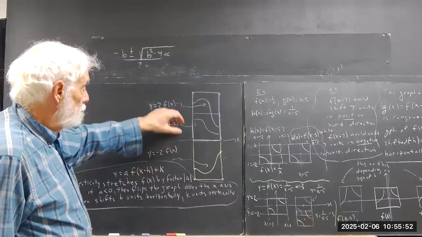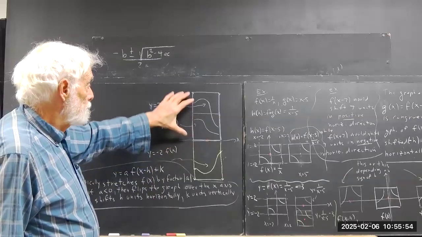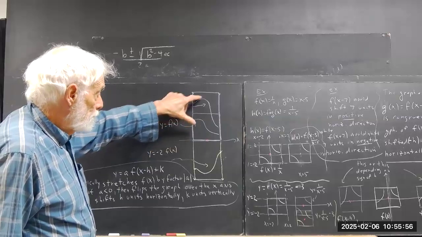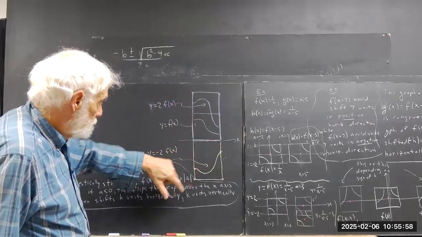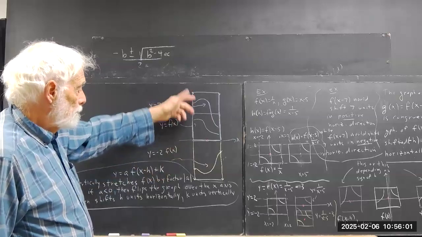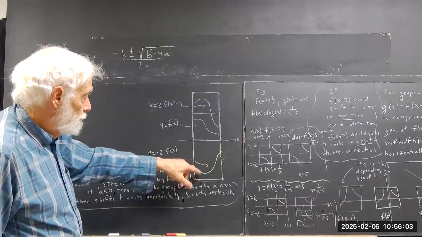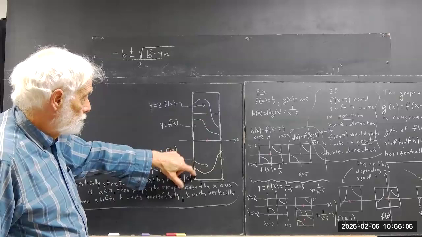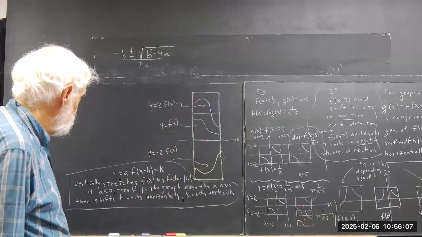We do negative 2f of x. It's like, okay, we stretch it this way. We get the stretched graph, and then we flip it so that all positive values become negative. And the graph now looks like this. It's an upside down version of this.